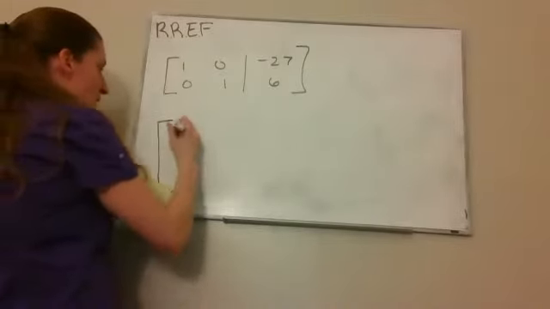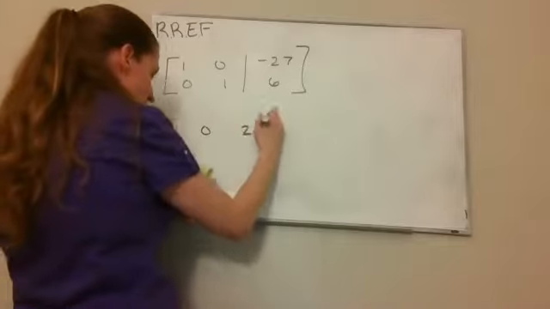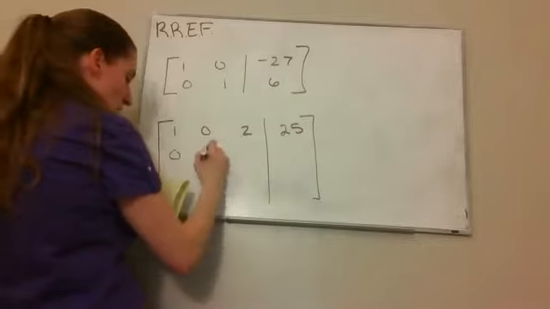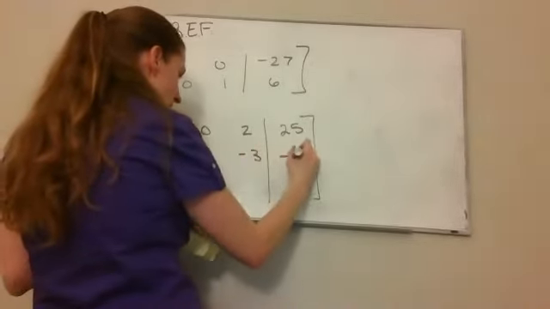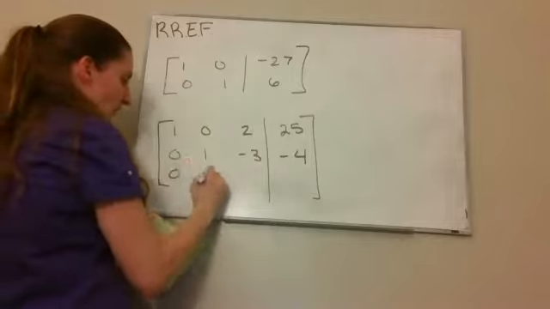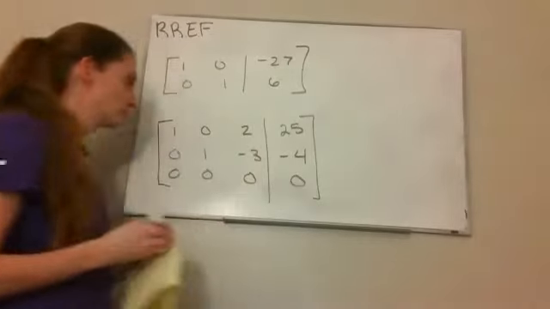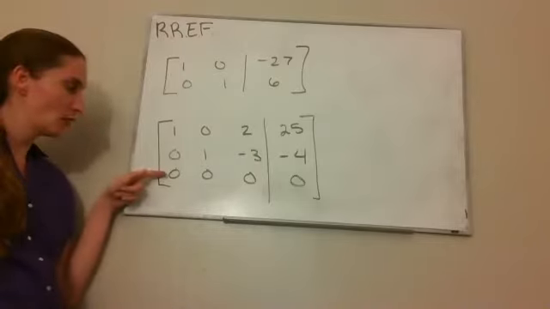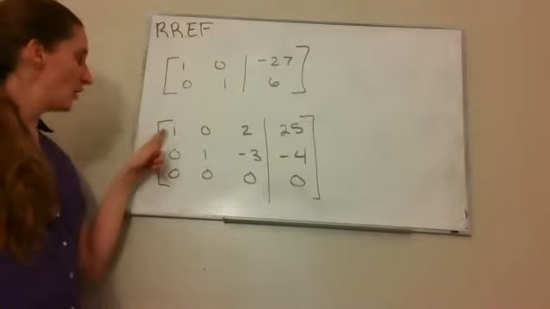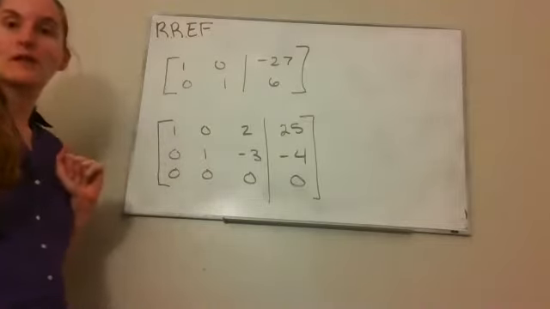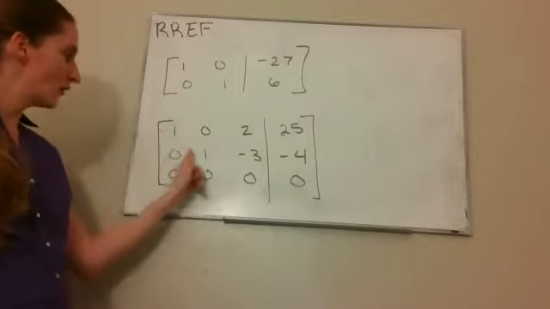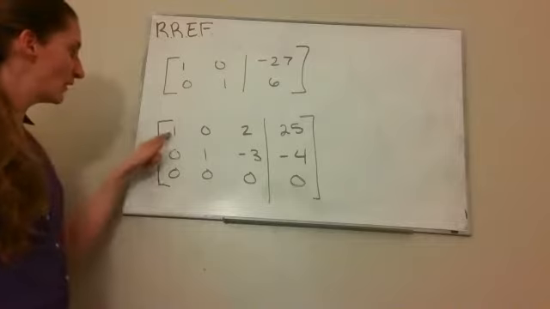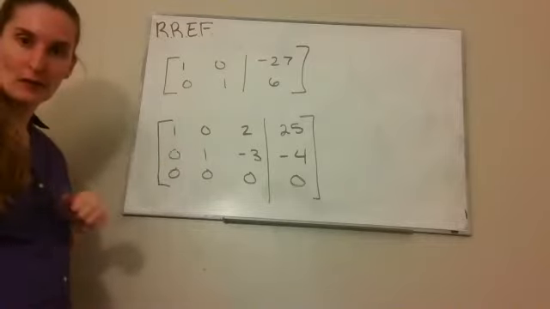A bigger example, 1, 0, 2, 25, 0, 1, -3, -4, and 0, 0, 0, 0. So this matrix is in reduced row echelon form because the 0 row is on the bottom. All of my rows that have non-zero entries start with a 1. The 1s move further to the right, the further down I go in my matrix, and above every single leading 1, I have zeros.